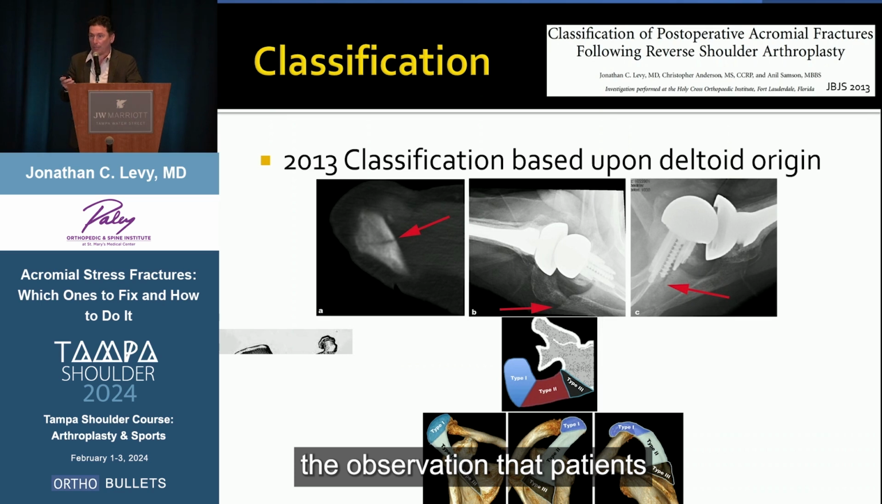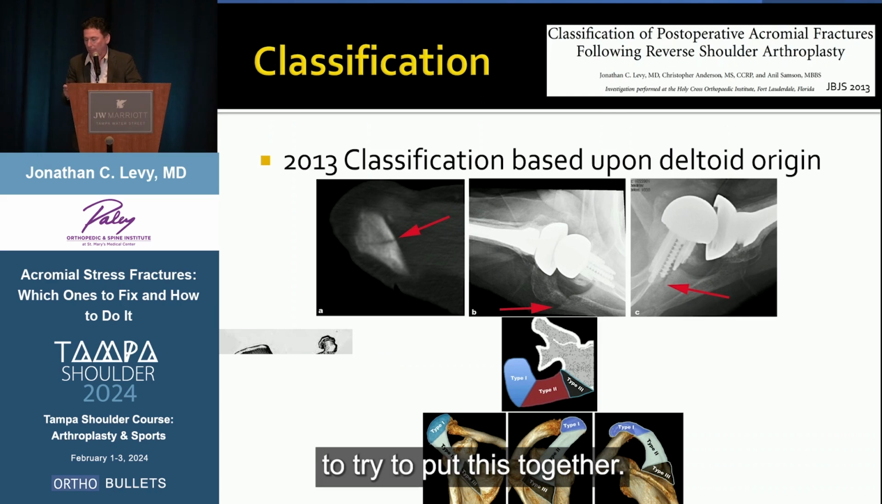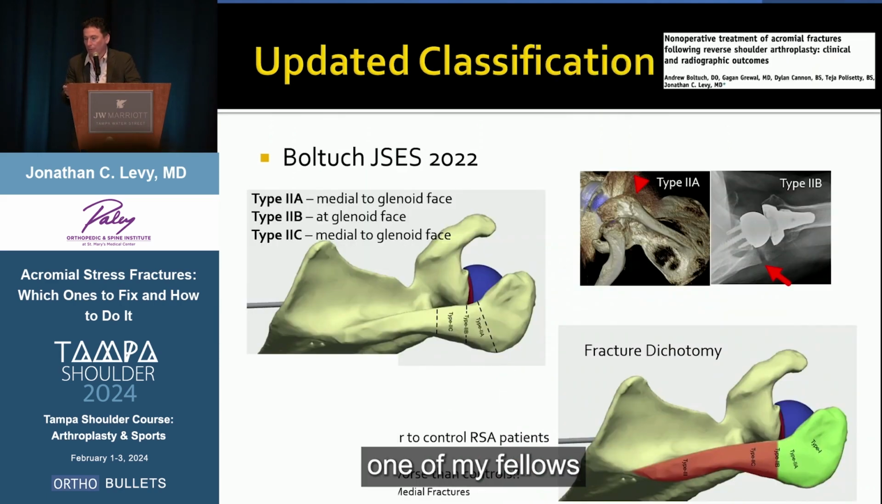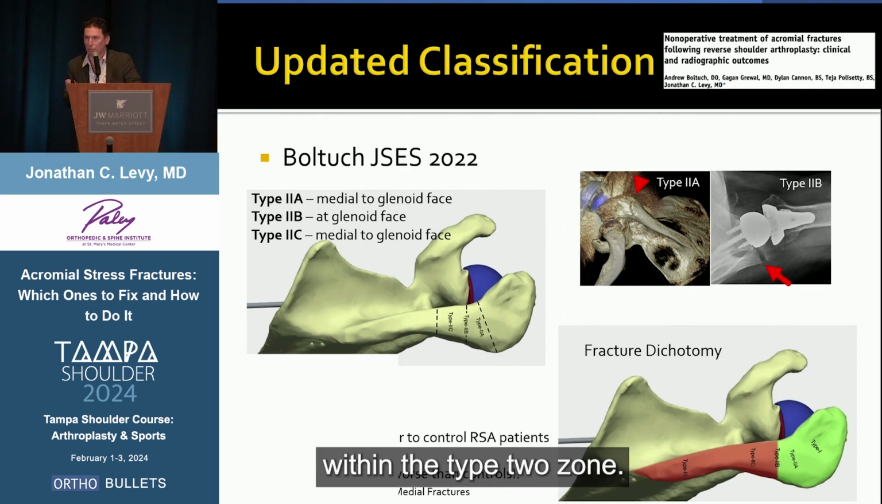The observation that patients with more medial-based fractures had more of their deltoid origin involved and therefore had worse results was the impetus to try to put this together. But Andrew Boltuck, one of my fellows a few years ago, started to recognize clusters, different patterns of clusters that occurred within the type 2 zone.